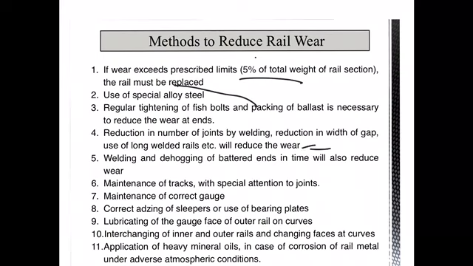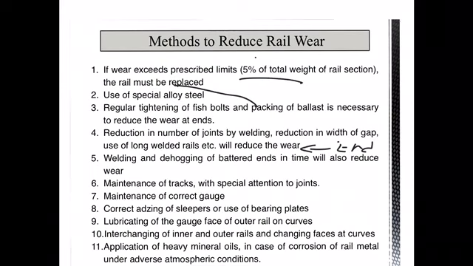Okay, especially this is with respect to the wear that will occur at the end of the rail section. And also the welding and dehogging of the battered end in time will also reduce the wear. We need to properly maintain the track, and special attention has to be given to the joints, and the gauges have to be maintained properly, and correct adzing of the sleepers or use of the bearing plates needs to be provided to reduce the action of the wear.